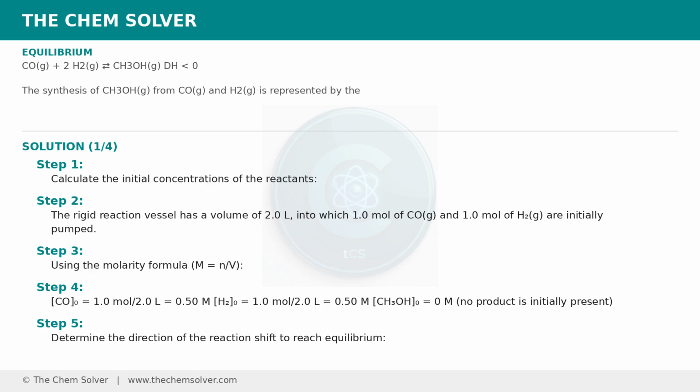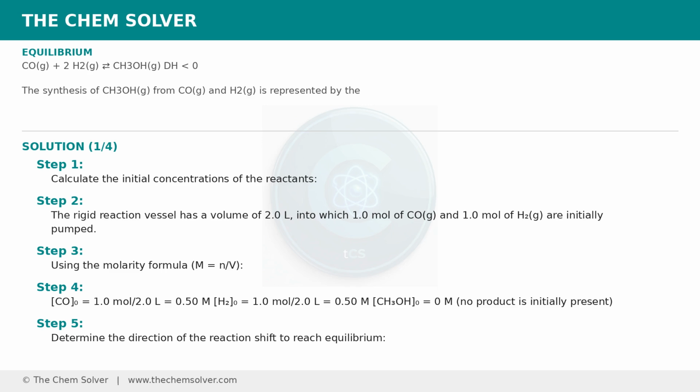Calculate the initial concentrations of the reactants. The rigid reaction vessel has a volume of 2.0 liters, into which 1.0 moles of CO and 1.0 moles of H2 are initially pumped. Using the molarity formula, M equals n/V, CO,0 is equal to 1.0 moles over 2.0 liters equals 0.50 molar. H2,0 is equal to 1.0 moles over 2.0 liters equals 0.50 molar.